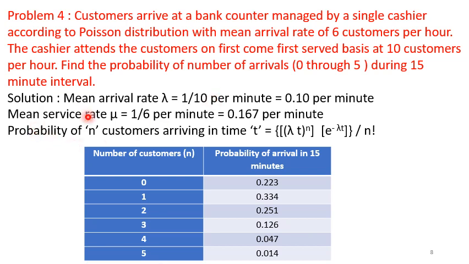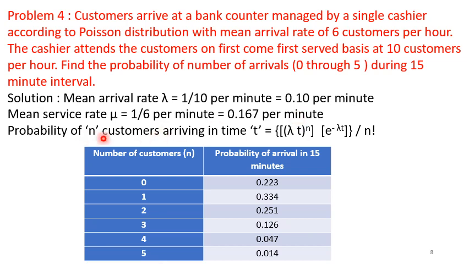Similarly, the mean service rate mu will be 1 by 6 per minute. Why? Because the service rate is 10 customers per hour, 10 customers per 60 minutes. So per minute, 10 by 60, that is 1 by 6 per minute, which is 0.167 customers per minute.